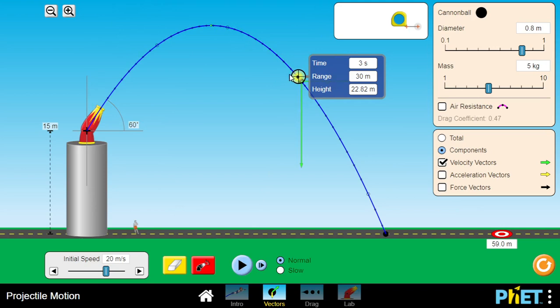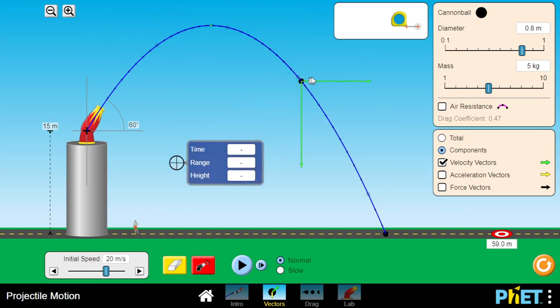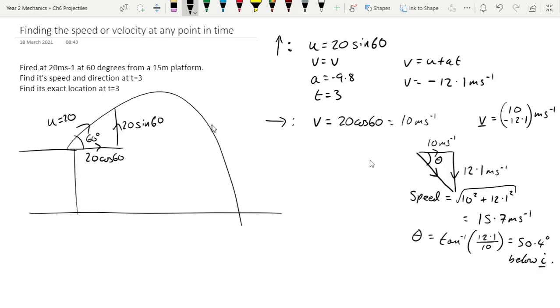So at that point there, you can see that it's got a horizontal velocity of exactly the same as at the start, but now its velocity vertically is downwards because it's on its way down. So overall, its velocity is moving in this direction. Okay, so I could try and draw this on here. So it's going that direction, and the angle that we calculated was in here, 50.4 degrees below the horizontal.